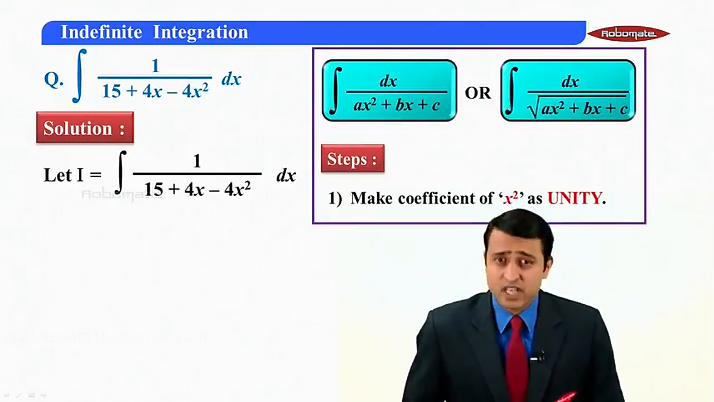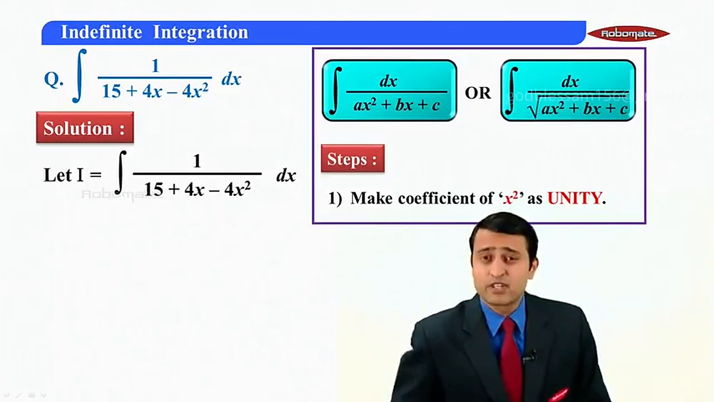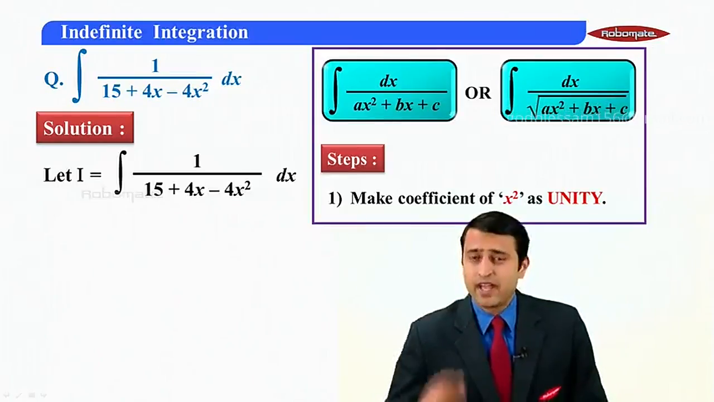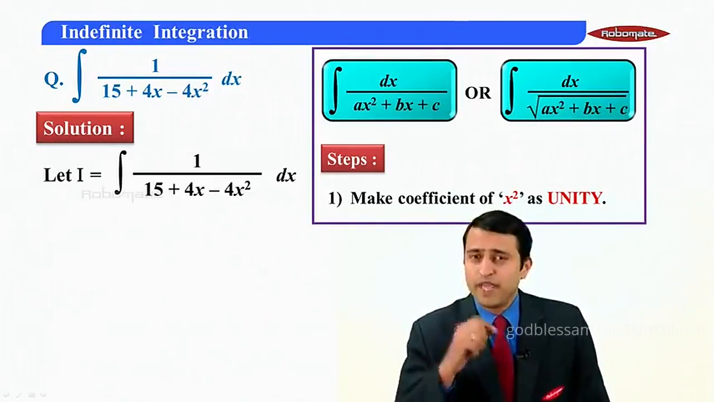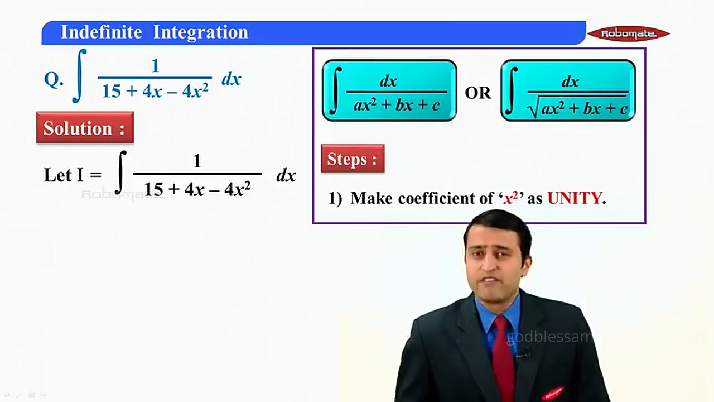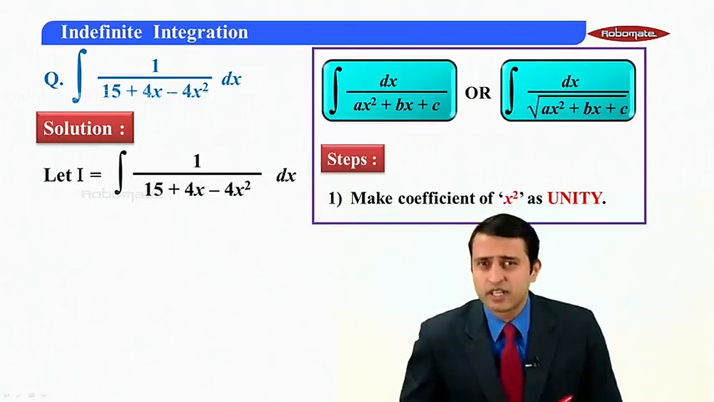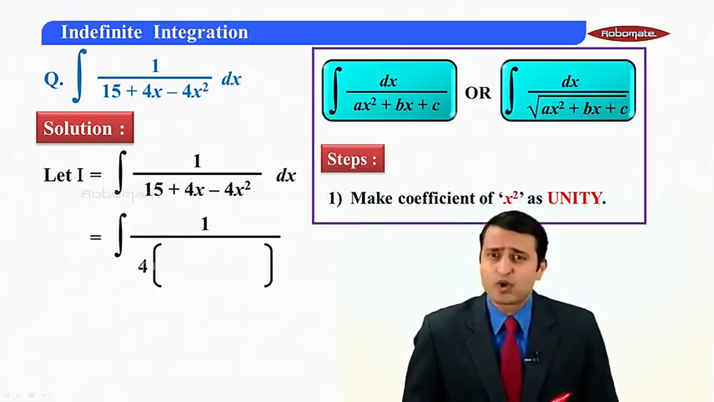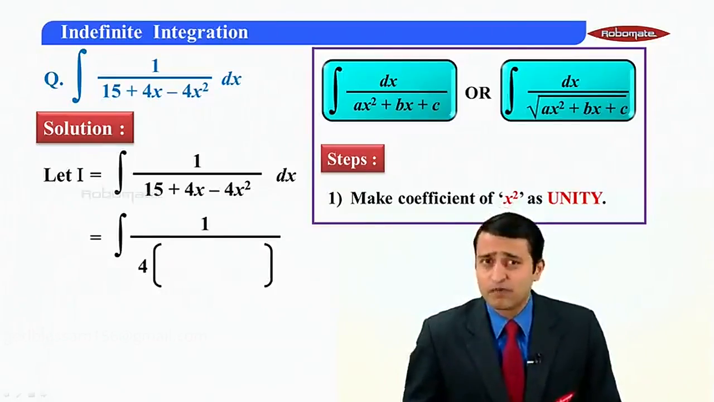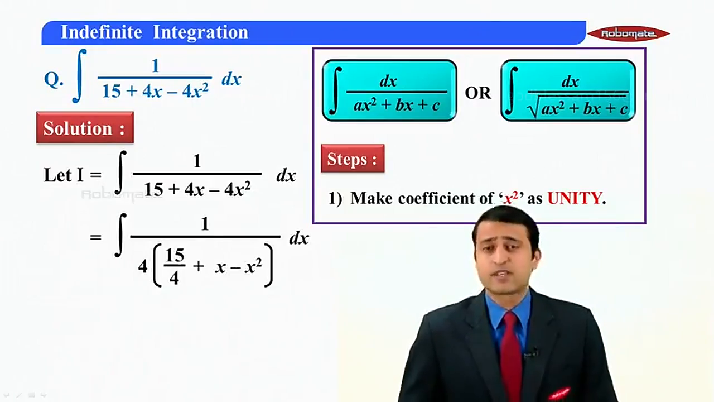Now the very first step, if you recall, we have seen this earlier, is making the coefficient of x square as unity, and it is of utmost importance in this particular example. So to make the coefficient of x square unity, first I will take 4 common from the expression in the denominator. So let us do that. So what we'll have here is 4 common. Now if I take 4 common, what we'll get is 15 by 4 plus x minus x square.